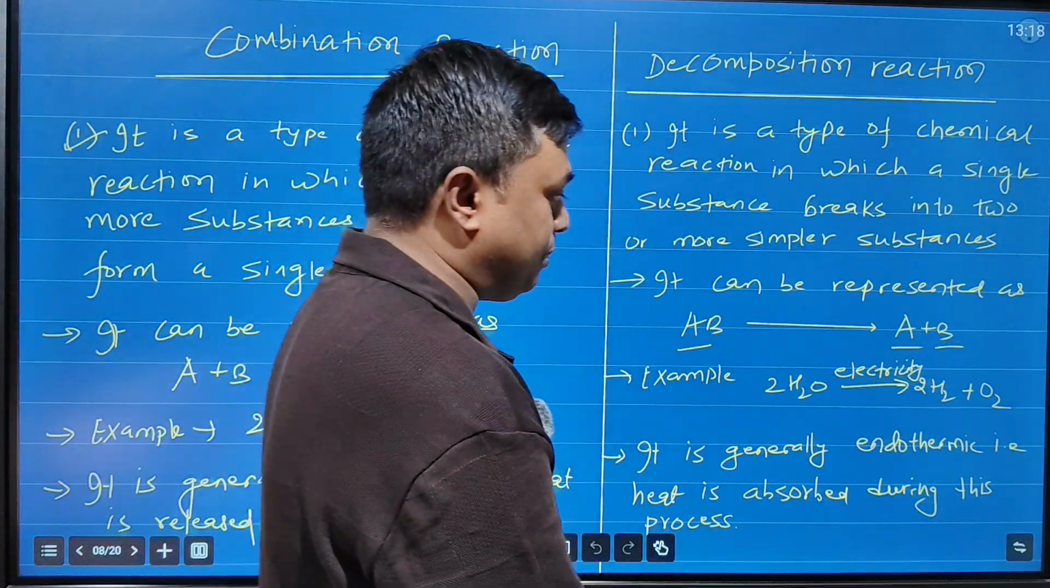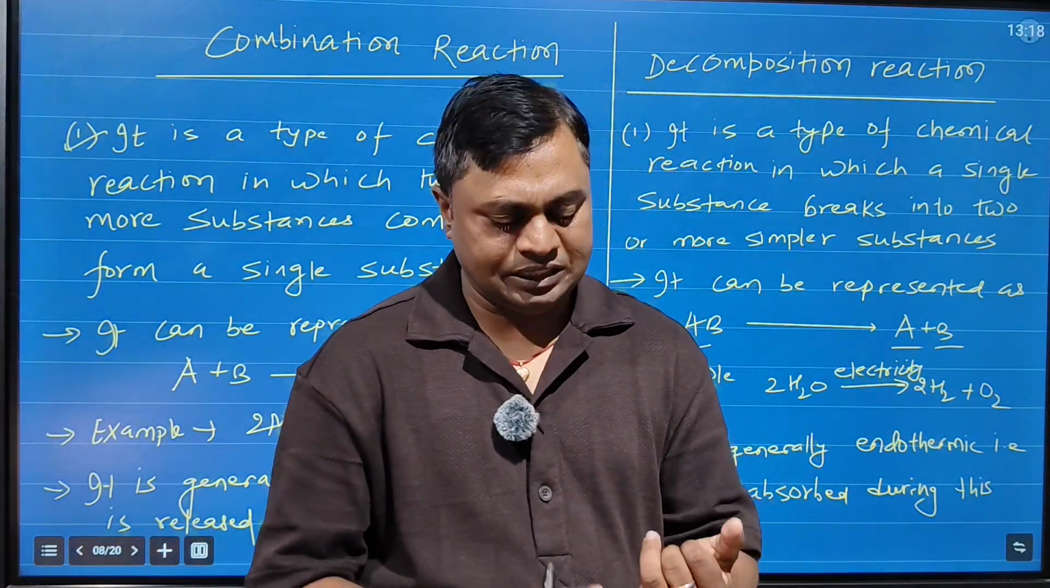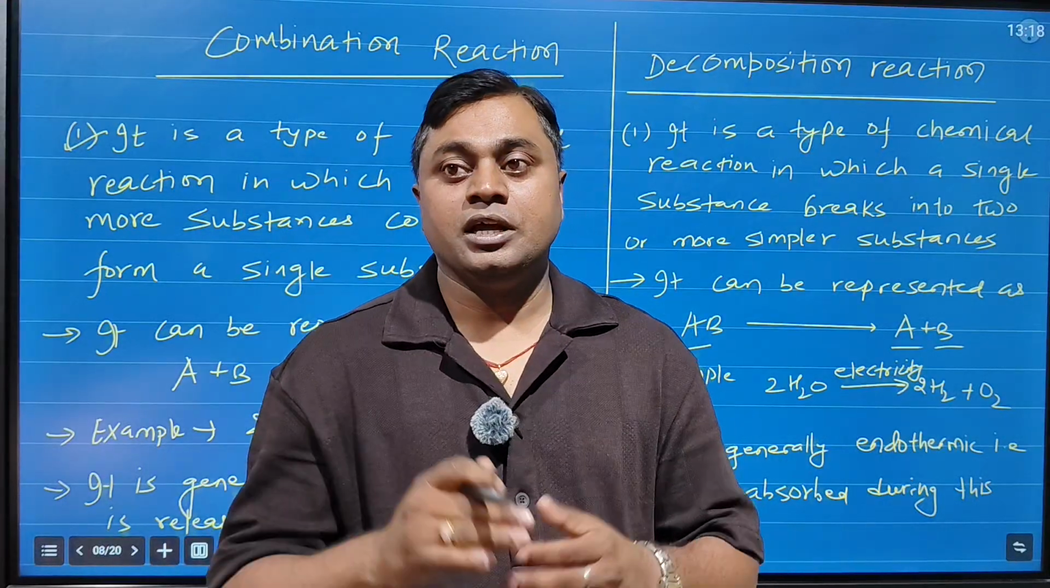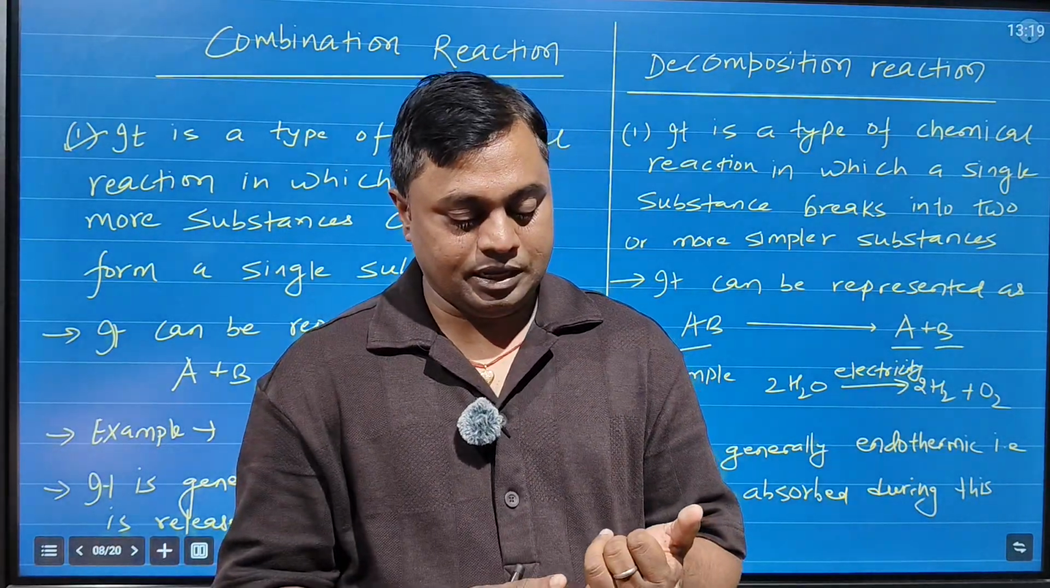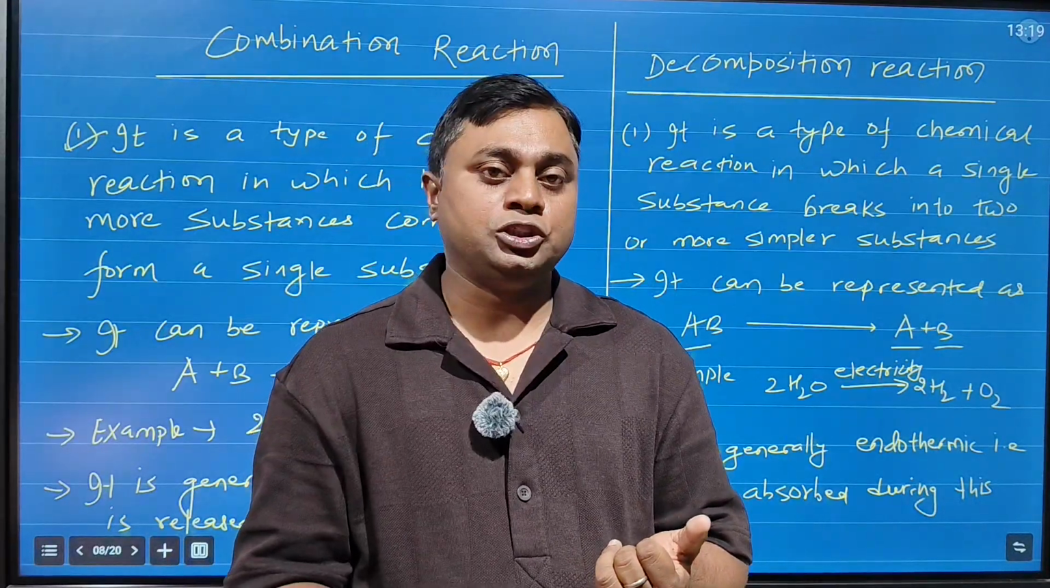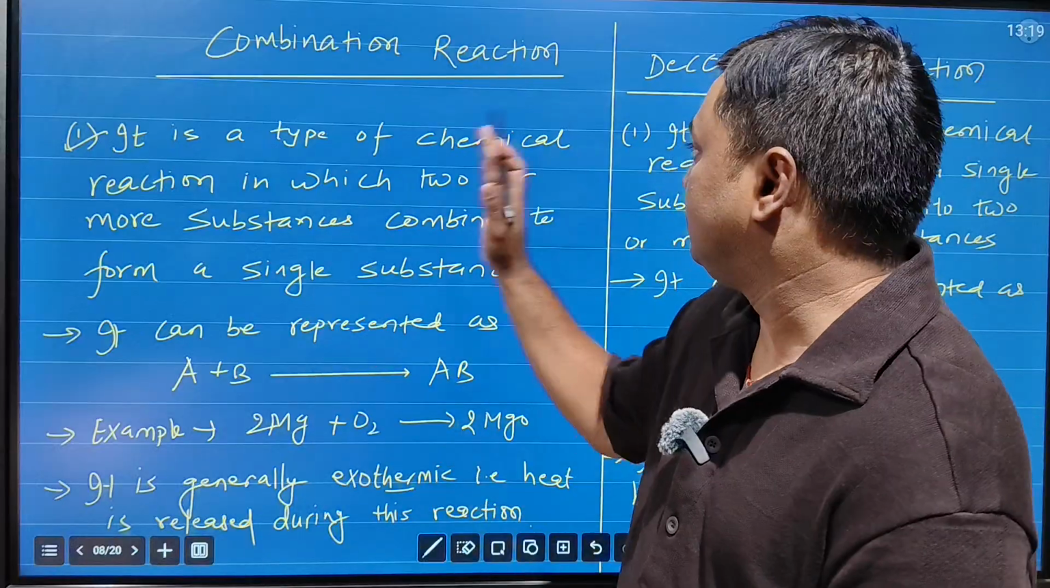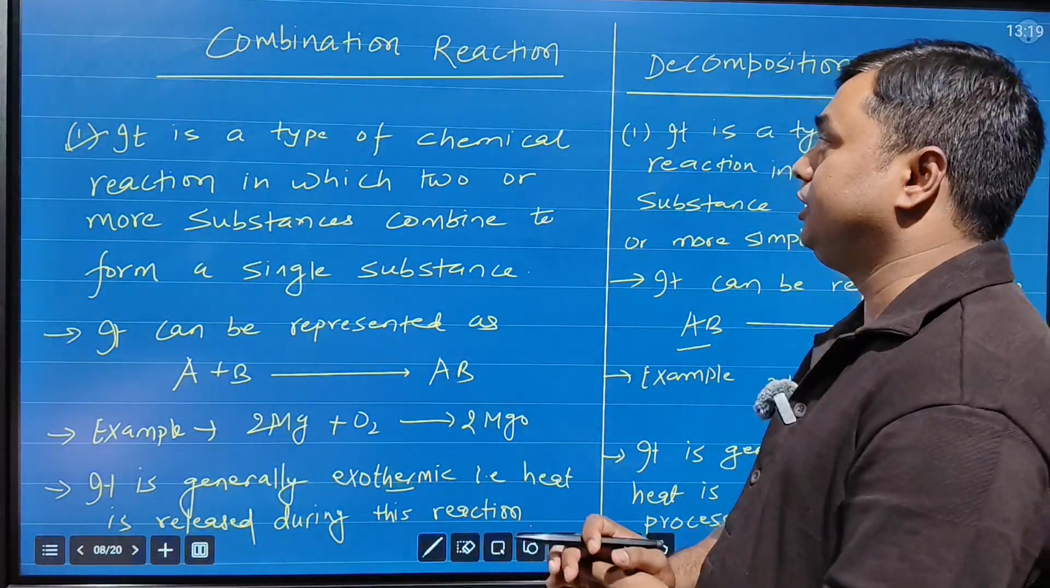Decomposition reactions can take place with the help of heat, light and electricity. That's why there are three types of decomposition reaction: thermal decomposition, electrolytic decomposition and photochemical decomposition. Yes or no? Here are the differences they may ask you: combination and decomposition.